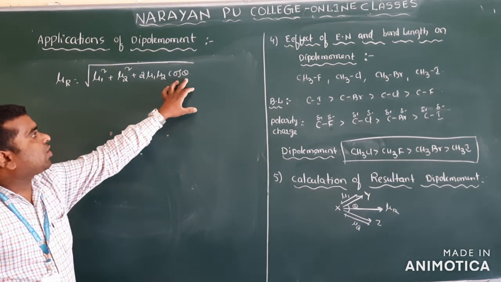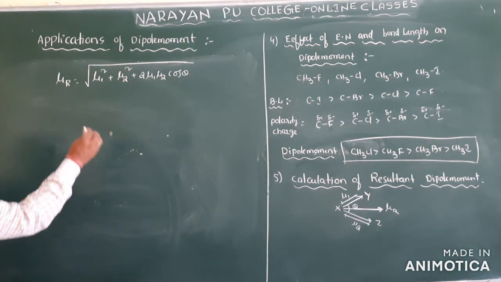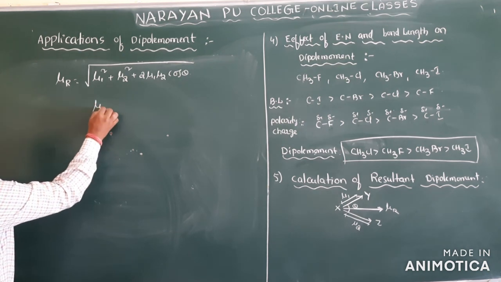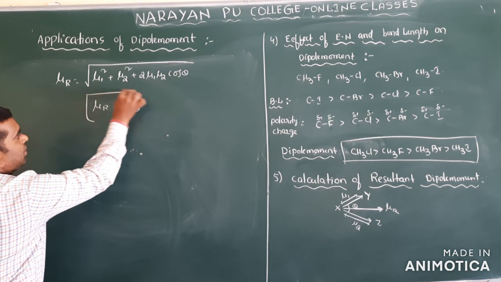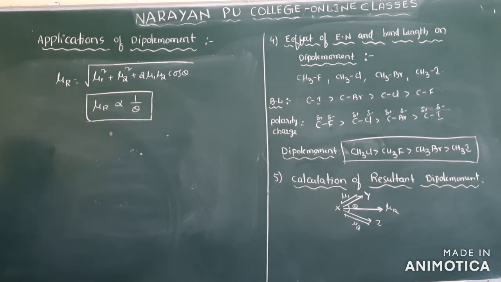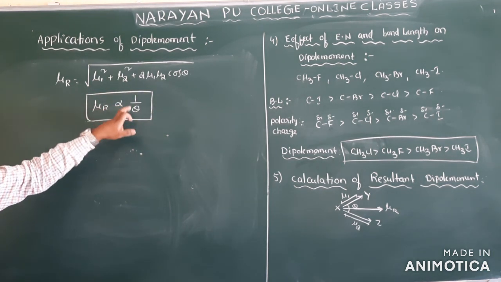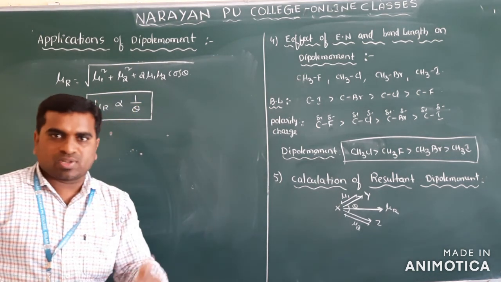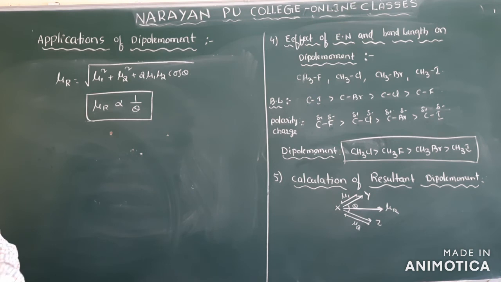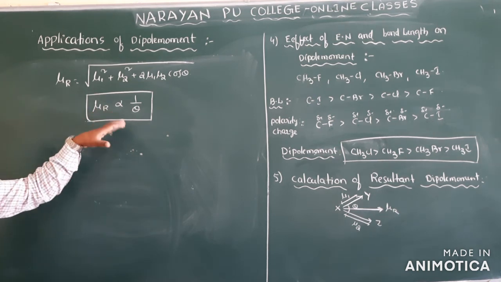And what that cos theta is, I will discuss. Simply I will write here: the resultant dipole moment is inversely proportional to theta. Remember this point. Clear? We will do the examples, then we will get that clarity. I will discuss one by one.